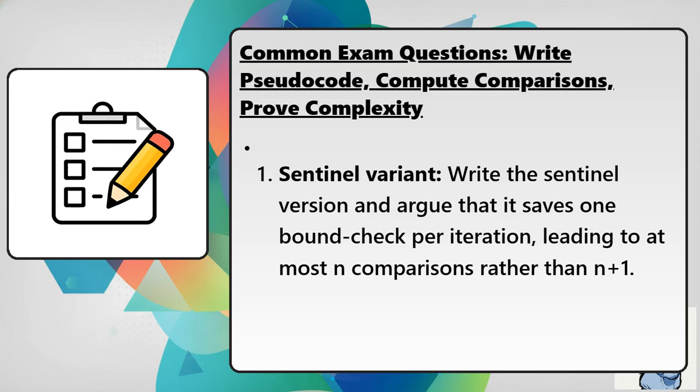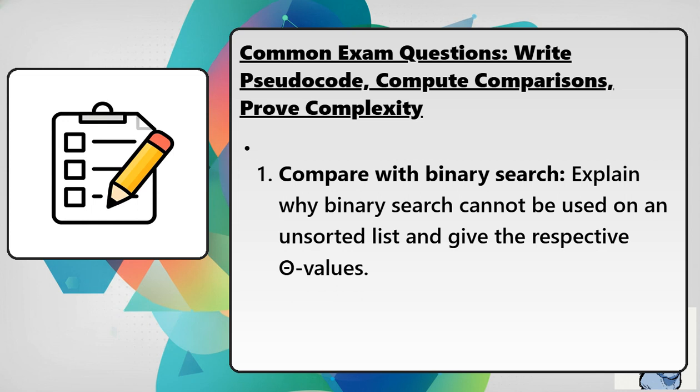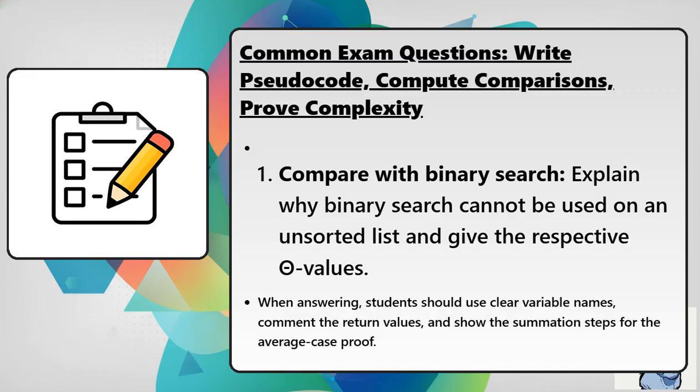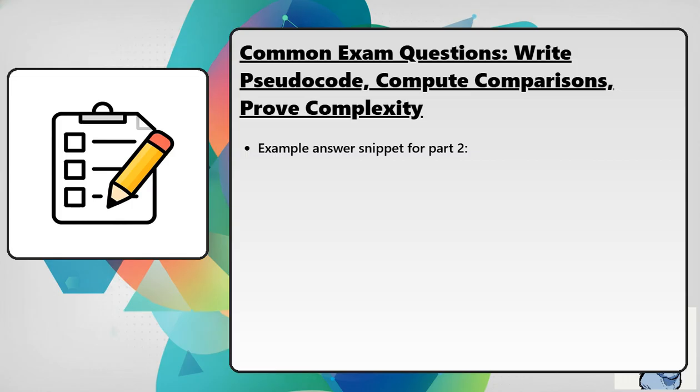4. Sentinel variant. Write the Sentinel version and argue that it saves one bound check per iteration, leading to at most n comparisons rather than n plus 1. 5. Compare with binary search. Explain why binary search cannot be used on an unsorted list and give the respective Theta values. When answering, students should use clear variable names, comment the return values, and show the summation steps for the average case proof. Example answer snippet for part 2: given n equals 10 and target at index k equals 3, comparisons equals k plus 1 equals 4.